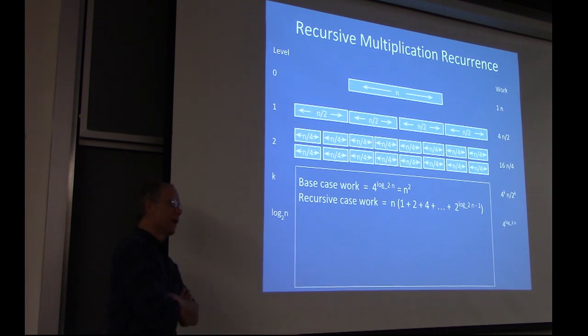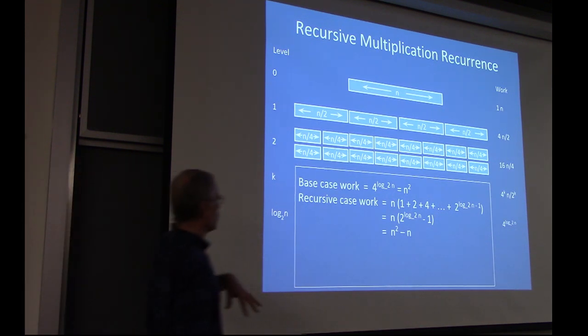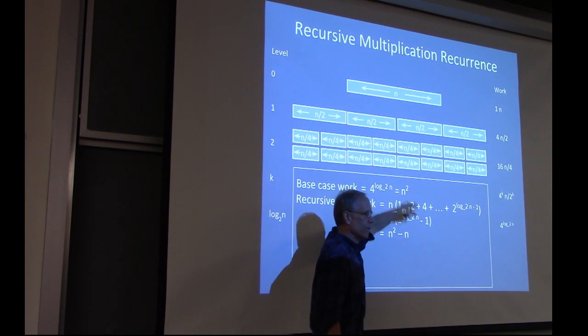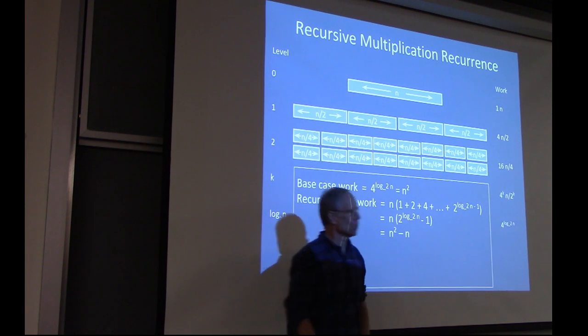It's 1 less than the next power of 2. 1 less than the k plus 1 power of 2. So we can simplify that using that rule to this, which simplifies to that. So the amount of work we're doing just for the base cases is n squared. The amount of work we're doing everywhere else in the recursion tree is also n squared.